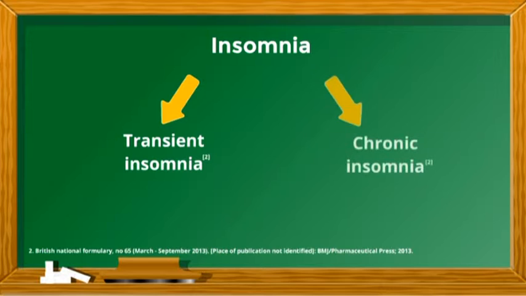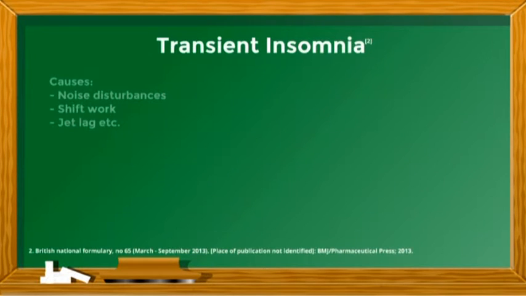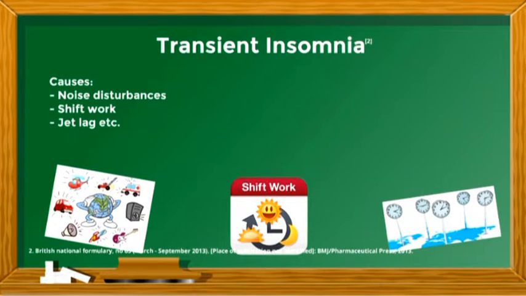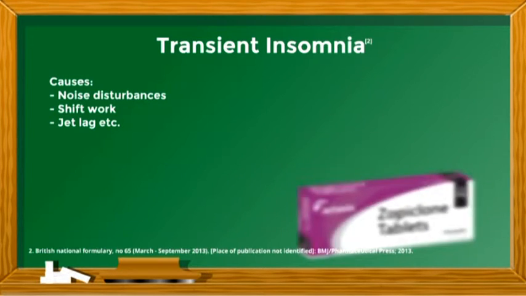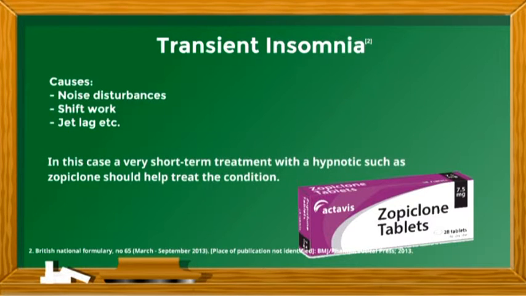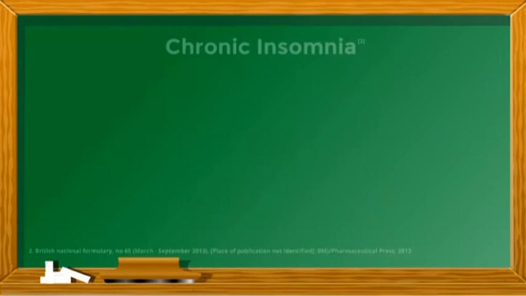There are 3 main types of insomnia, the first being transient insomnia. This is caused by things such as noise disturbances, shift work, or even jet lag. These things mess up your body's natural body clock and can sometimes lead to difficulty falling asleep. In the case of transient insomnia, a very short-term treatment with a hypnotic such as Zopiclone should be used to help the condition.